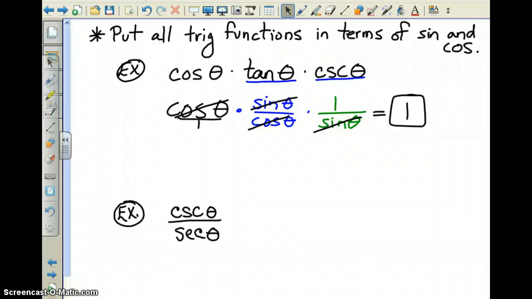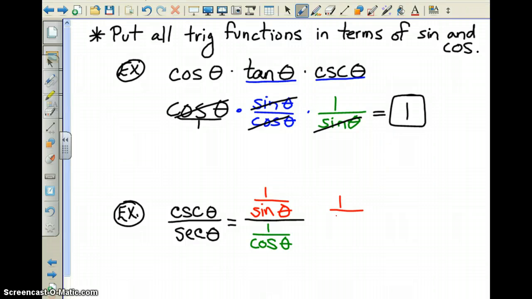Next expression, how much is the cosecant divided by the secant? Well, let's see. The cosecant is the reciprocal of sine. So I'll substitute 1 over sine in for the cosecant. And secant is the reciprocal of cos. So I'll substitute 1 over cos in for secant. And now there's a couple different ways I can simplify this. I can either get a common denominator of sin times cos, or I can just use my fraction skills here.